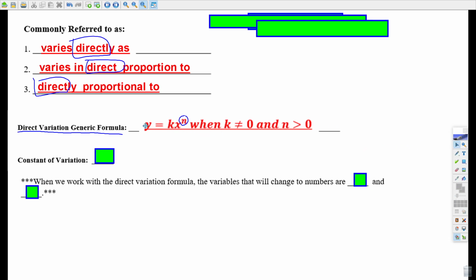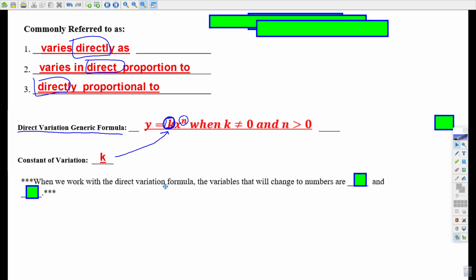The kind of weird thing about this one is something called the constant of variation. Right down here, constant of variation. So what is that? That is actually the letter k. The k up here in this formula is called the constant of variation. This actually changes depending on what problem you're talking about. It's a set number, but you have to find that set number, and then you can use it. You'll know what I'm talking about when we do a couple problems. But this number changes from problem to problem depending on what you're talking about.